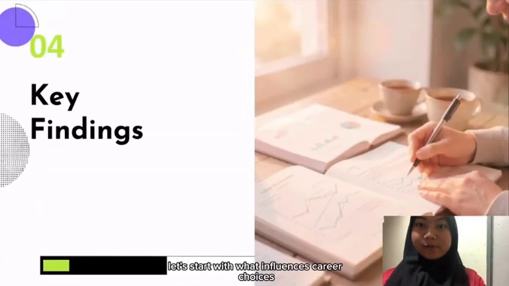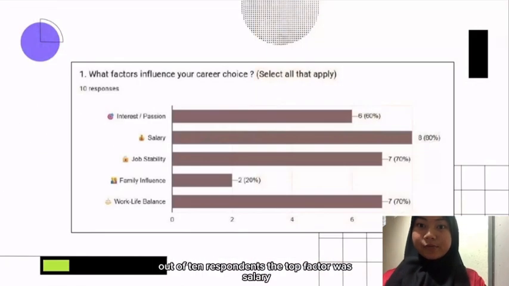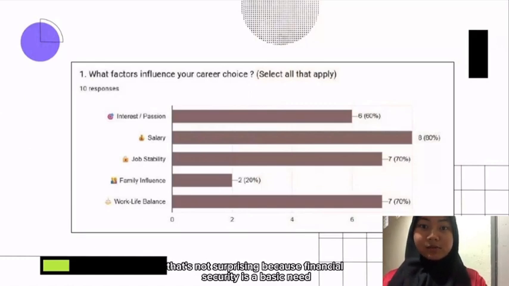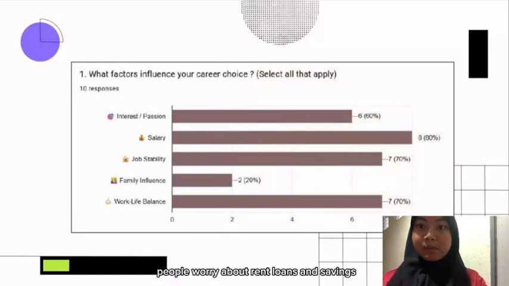Let's start with what influences career choices. Out of 10 respondents, the top factor was salary. 18% chose it. That's not surprising because financial security is a basic need. People worry about rent, loans, and savings.